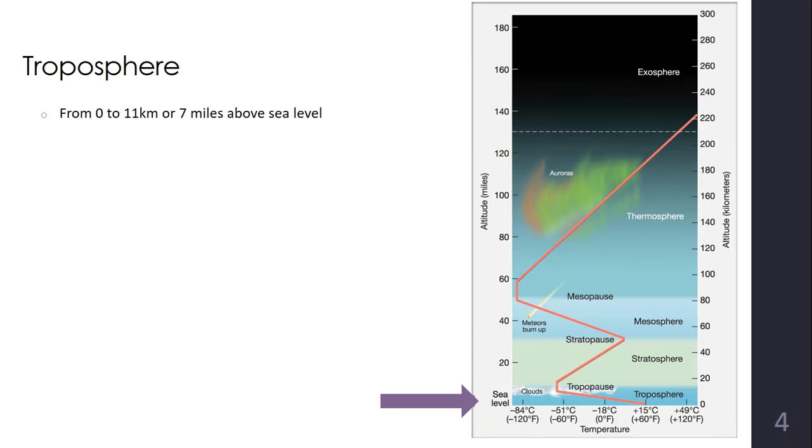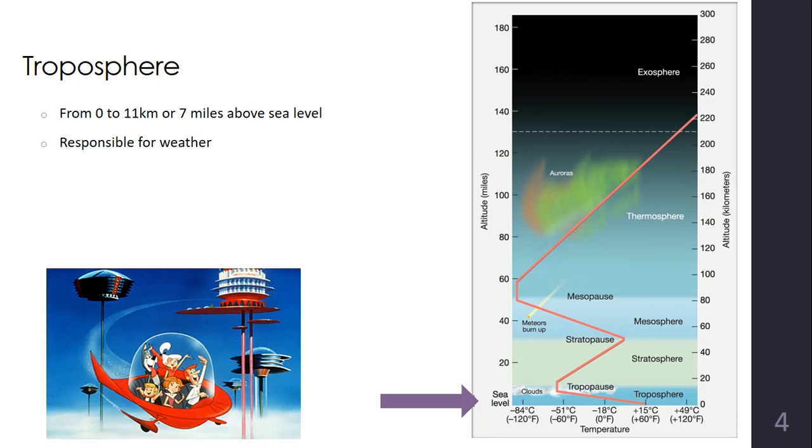Don't be concerned about these numbers. They're good to give you an understanding, but no one is going to quiz you on how high the troposphere goes. It is responsible for weather, right? So all of our weather happens within the troposphere. It is the layer of the atmosphere that we interact the most with.